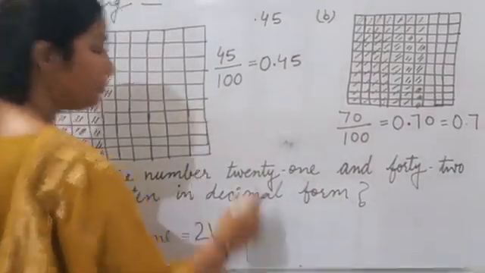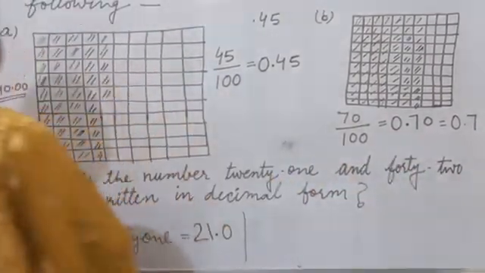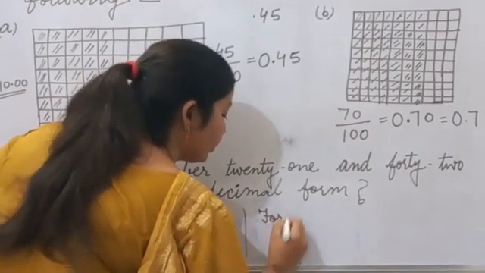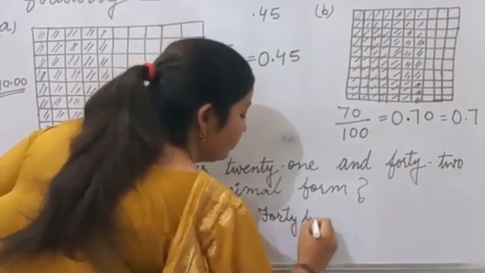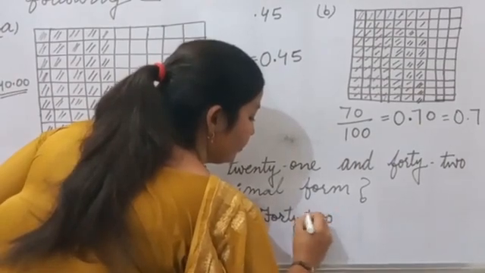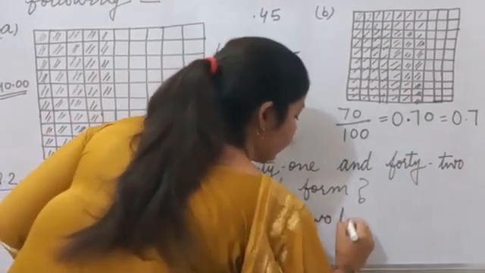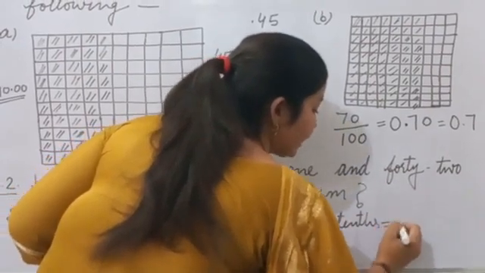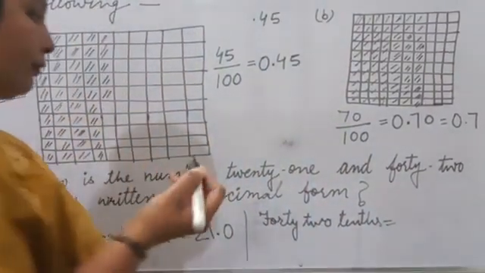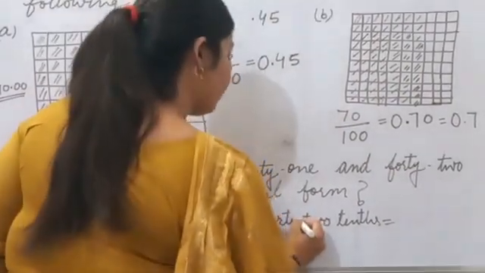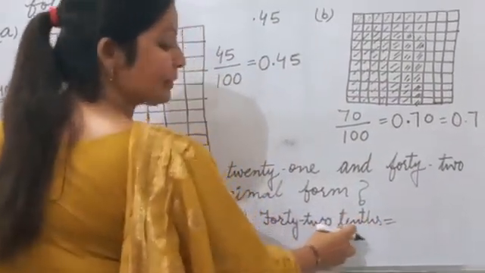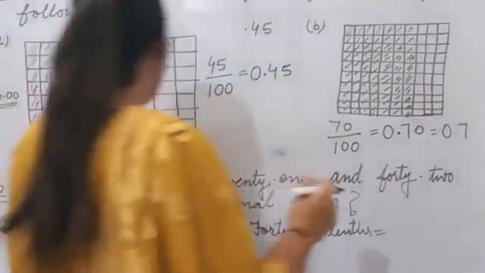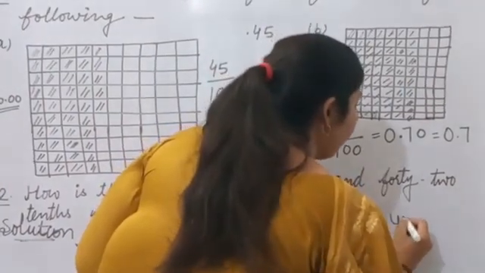Second is given here, 42 tenths. So we write here 42 tenths. How do we write 42 tenths? 42 tenths means 42 upon 10, because tenths is given. Tenths means denominator 10. So that means 42 upon 10.